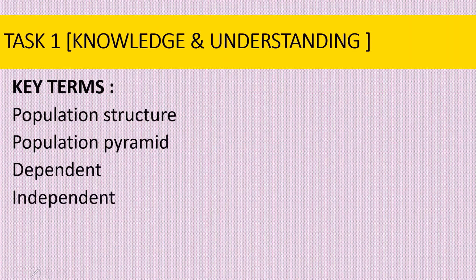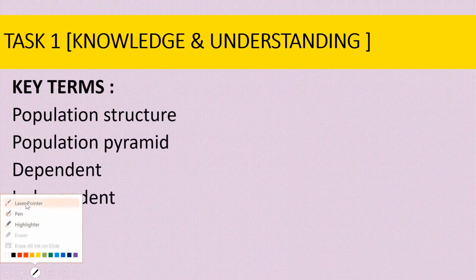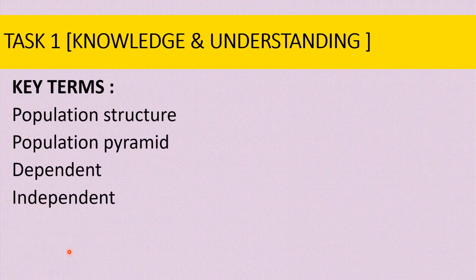Let's define the terms such as population structure, population pyramid, dependent and independent. First is the population structure. Population structure implies the makeup or composition of a population. The population structure of a country reveals the proportion of males and females of each age group. Population structure is shown by using the population pyramid.